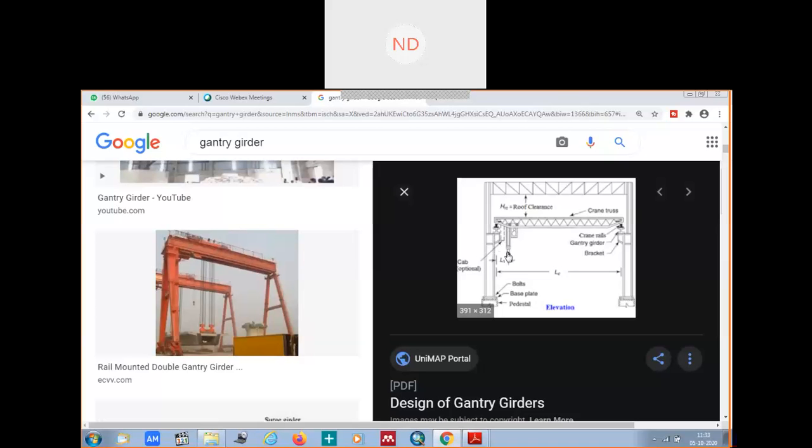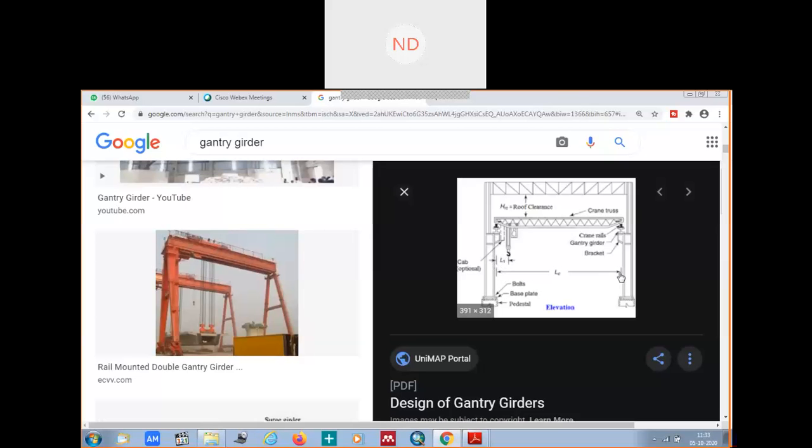Now this is the trolley. Your trolley is obviously not going to move till here. It has a minimum distance which should be kept between this bracket plate and the trolley here. This is known as your approach, which is the minimum distance from the center of the trolley to this one.